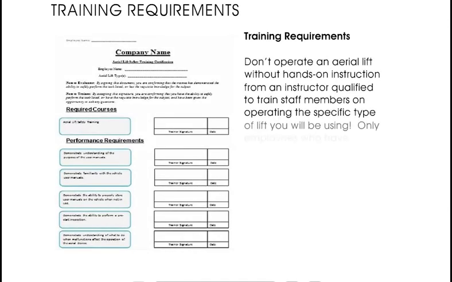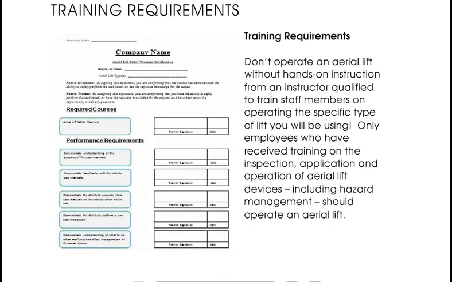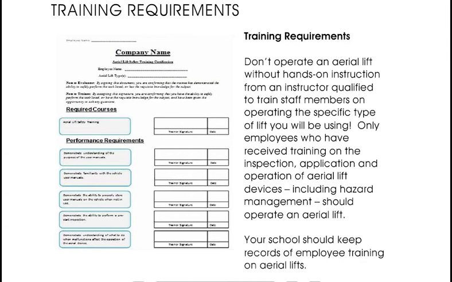Don't operate an aerial lift without hands-on instruction from an instructor qualified to train staff members on operating the specific type of lift you will be using. Only employees who have received training on the inspection, application, and operation of aerial lift devices, including hazard management, should operate an aerial lift. Your school should keep records of employee training on aerial lifts.